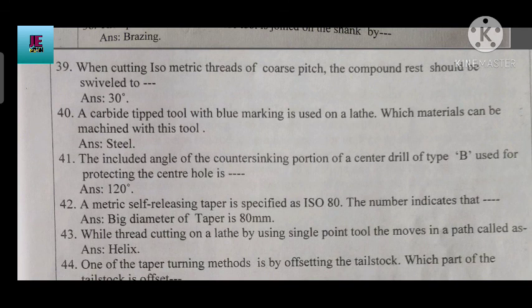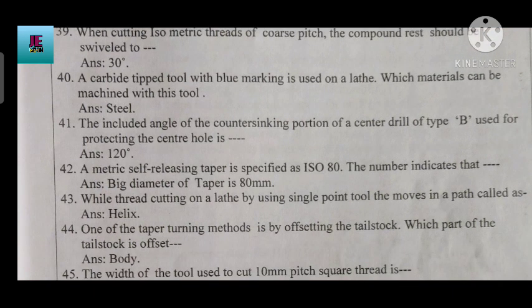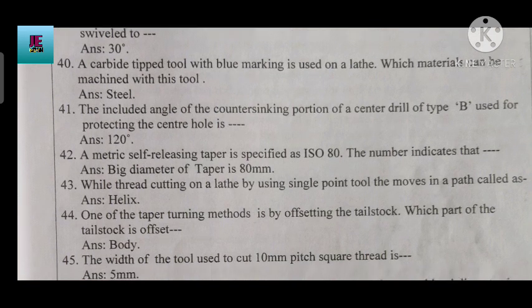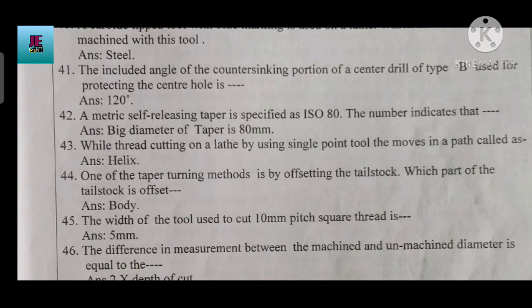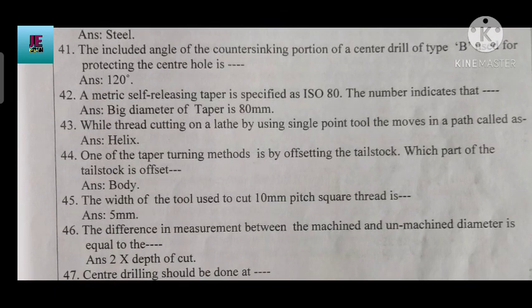While thread cutting on a lathe by using a single point tool, the tool moves in a path called a helix. Number 44, one of the taper turning methods is by offsetting the tailstock. Which part of the tailstock is offset? Body. Number 45, the width of the tool used to cut a 10 mm pitch square thread is 5 mm. The difference in measurement between the machined and unmachined diameter is equal to 2 into depth of cut.